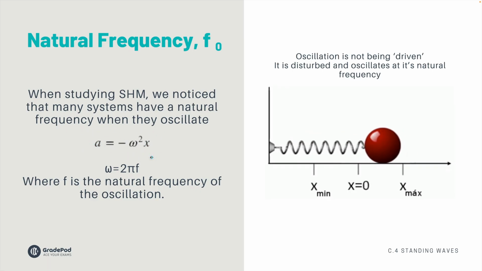It was acceleration is equal to minus omega squared x, and omega squared was the angular frequency squared. And the angular frequency was given by this equation here, omega equals 2 pi f. And f within that equation is the natural frequency of oscillation. So when we're looking at SHM, that oscillation is not being driven. It's disturbed, and then it oscillates naturally at its natural frequency.